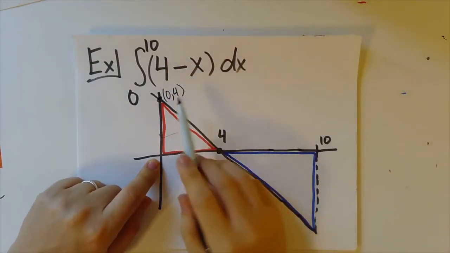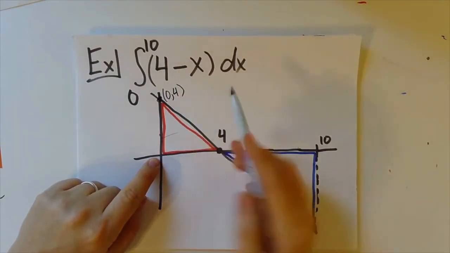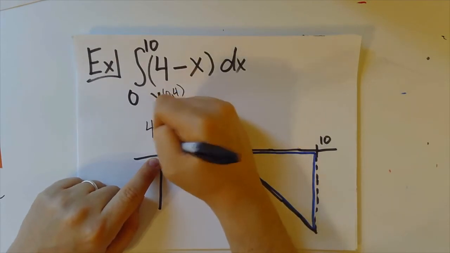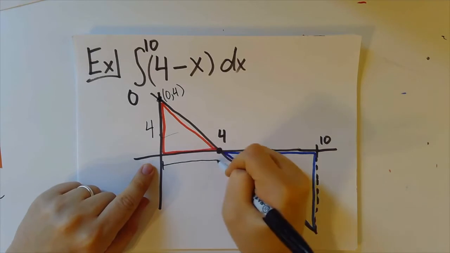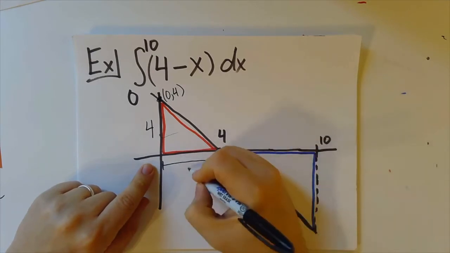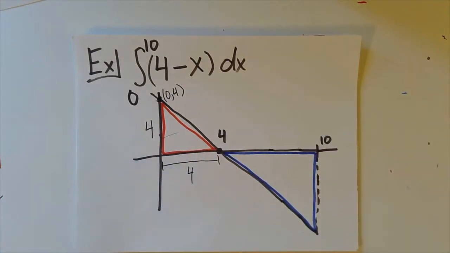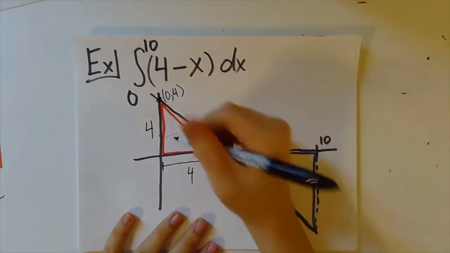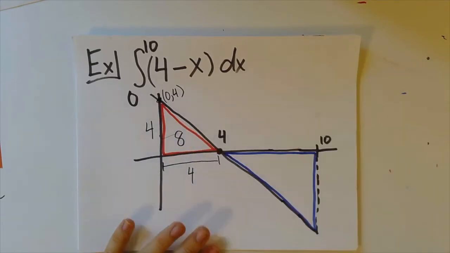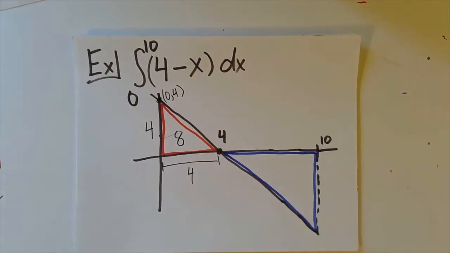Well, the y-intercept here happens at 0, 4, which means that this triangle is 4 high. And likewise, it happens to be 4 wide. Okay, which means that the area of this triangle is 1/2 of 4 times 4, which is 8. And that 8 is going to get counted as positive in my answer at the end of this problem.